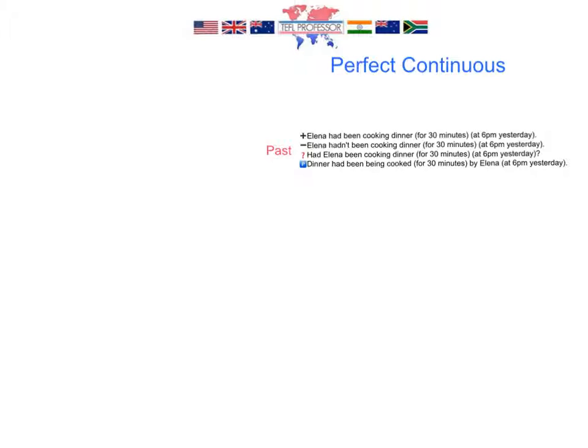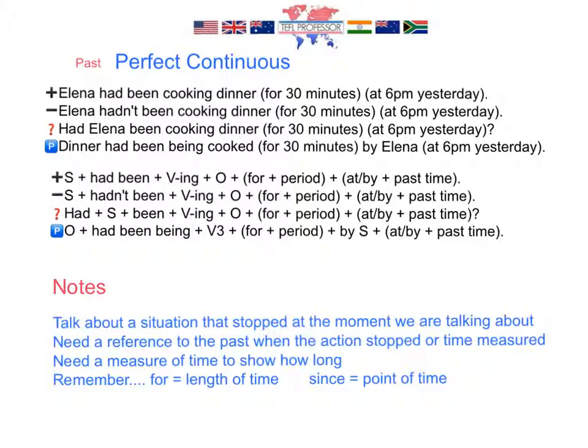Next is past perfect continuous. Past perfect continuous, we talk about a situation that stopped or that we stopped at some point that we are mentioning in the sentence. Elena had been cooking dinner for 30 minutes at 6 p.m. yesterday. So we use the subject, the had been, the gerund, the object. Now we need the for or the period of time, for 30 minutes.